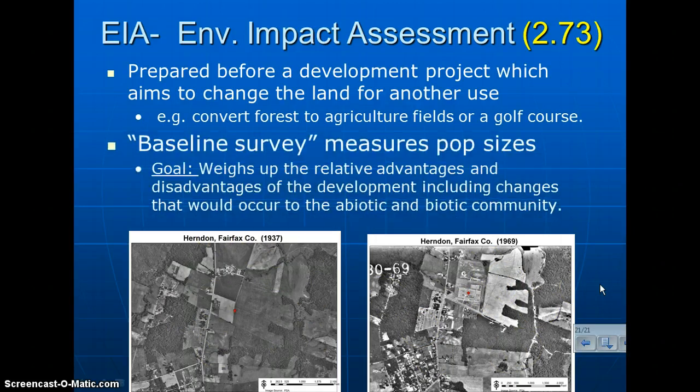So the big idea is we want baseline data about the population size so that eventually we can see what the human impact is on the abiotic and the biotic community, so we can make sure that we as humans are taking care of the environment.